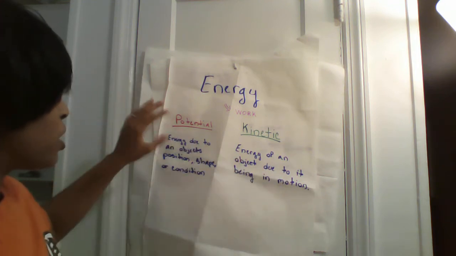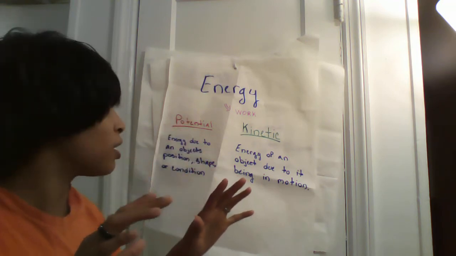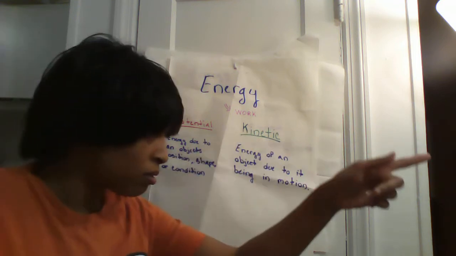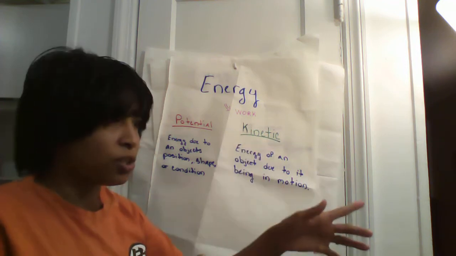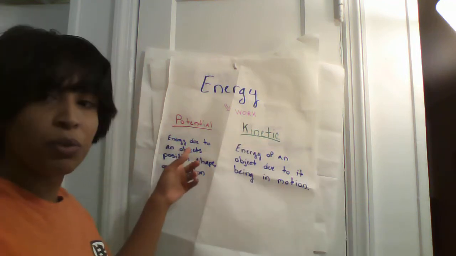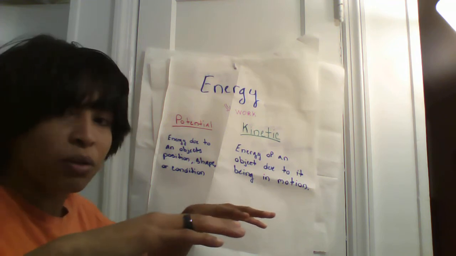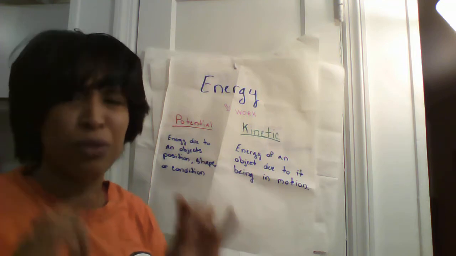Now notice that I have potential over here in red, stops, not moving. And I have kinetic over here, green light. What does green light mean? Moving. So when you think of kinetic energy, I want you to think of moving energy. When you think of potential energy, I want you to think of still energy. It's not moving, but it's moving in a way more on an atomic level.